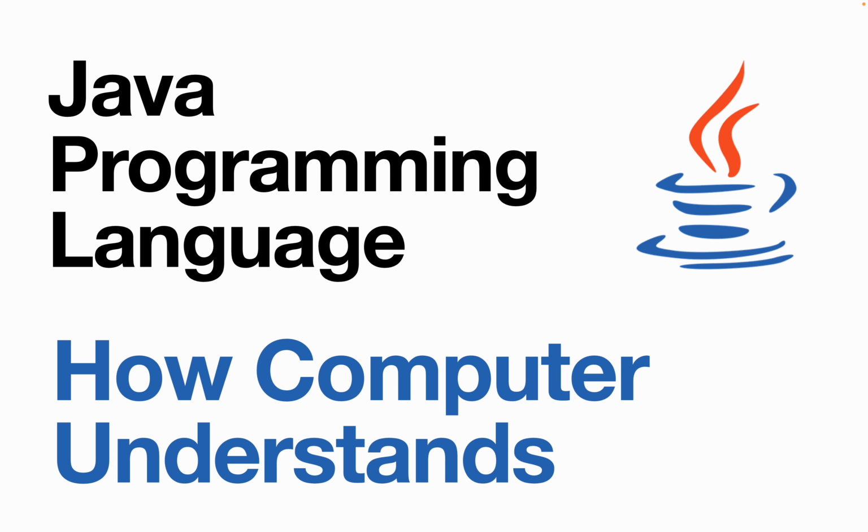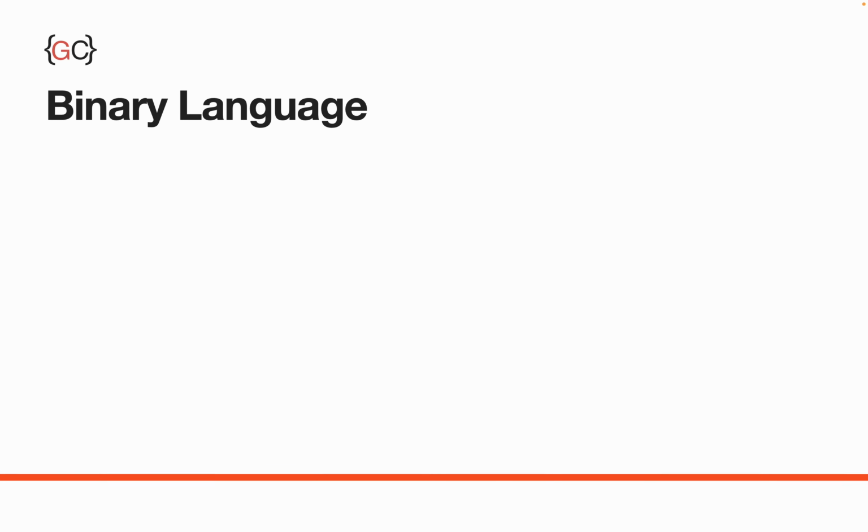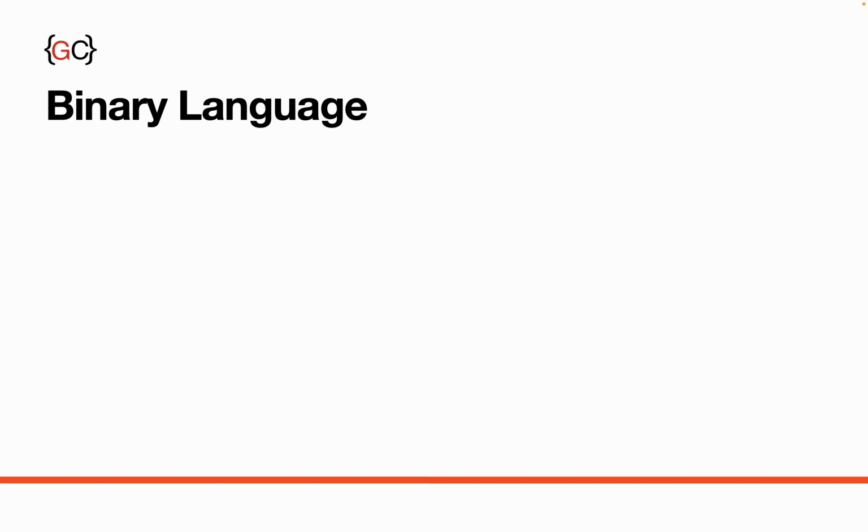Hey everyone, in this video we will learn how computer actually understands Java programming language. So computer understands binary language. Binary language is made up of two bits. One is 0, another one is 1. So let's say you have a system. This system can be a desktop, it can be a laptop, or it can be a mobile phone.